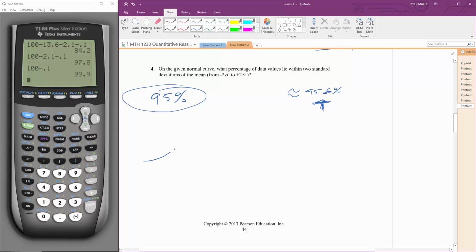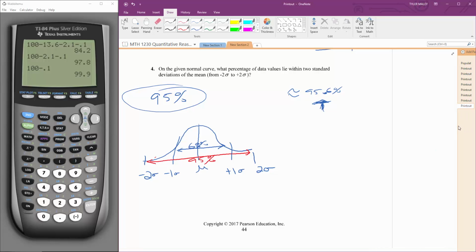What we're noticing here is, here's my mean. If we go one standard deviation out and minus one standard deviation, remember 68% is in between here. And then if I go 2 standard deviations out, there's approximately 95% in between.